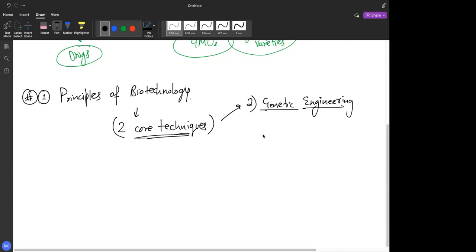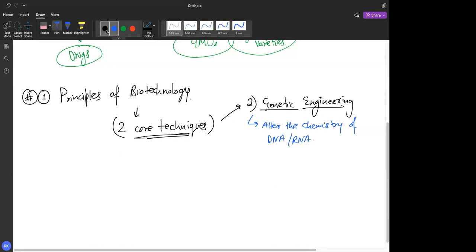And write down, it is the collection of techniques to alter the chemistry of genetic material, to introduce into the host organism and get the changed phenotype.